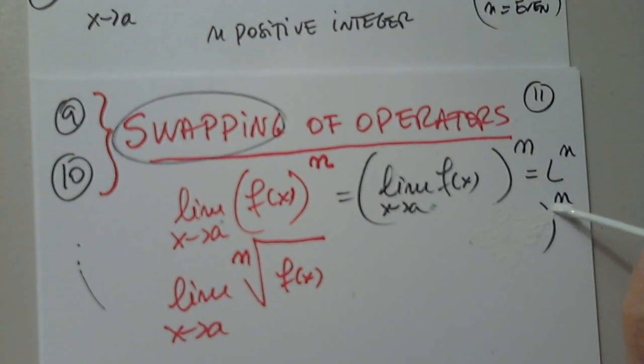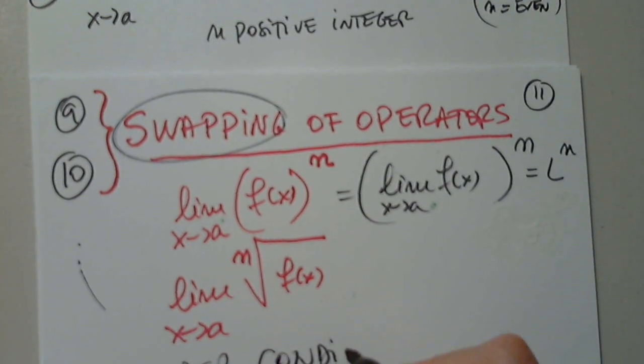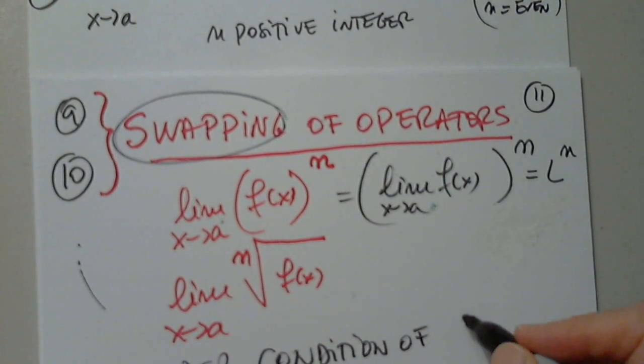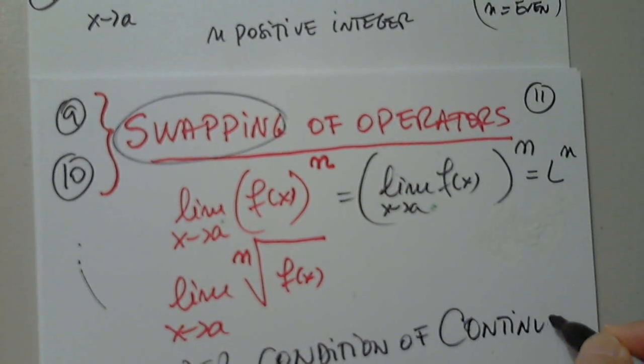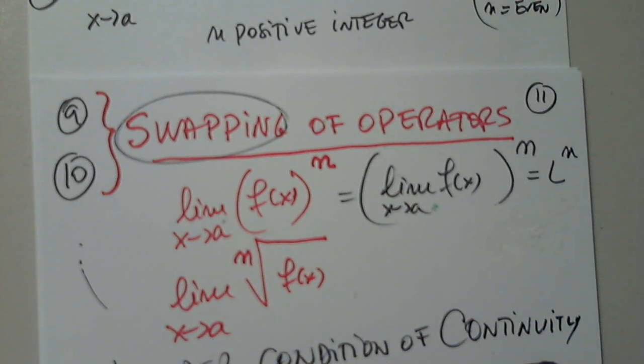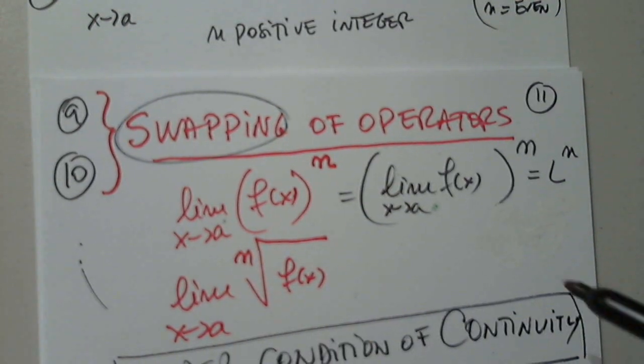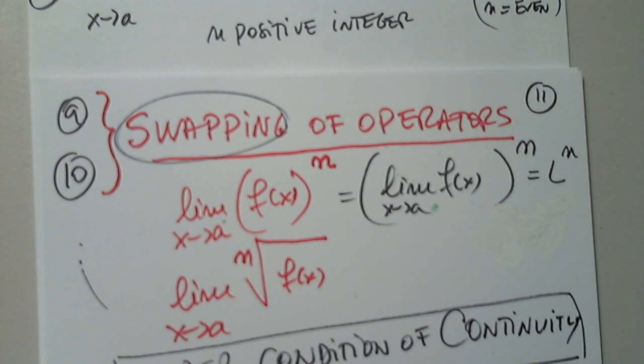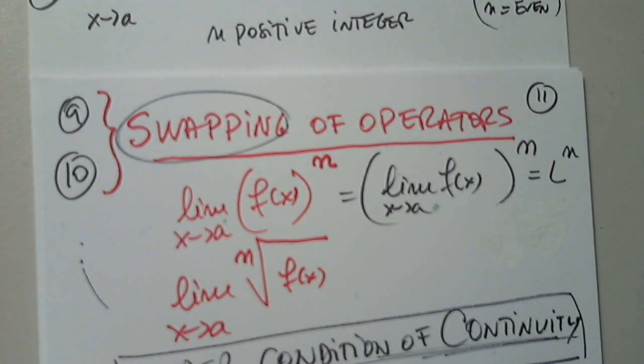So we swap the operator, but I have to mention that swapping the operators requires a condition that we haven't talked about, but I will put it here because it's important. Under the condition of continuity, which we will talk about in the next section. So for now, just remember this: the swapping of the operators is allowed only if everything is continuous, and we will discuss that.